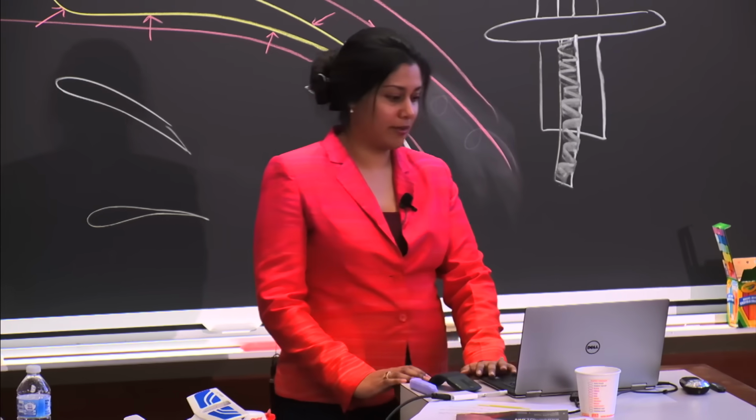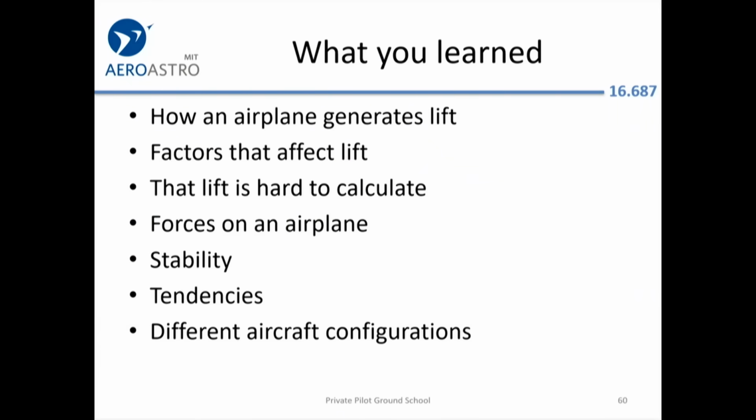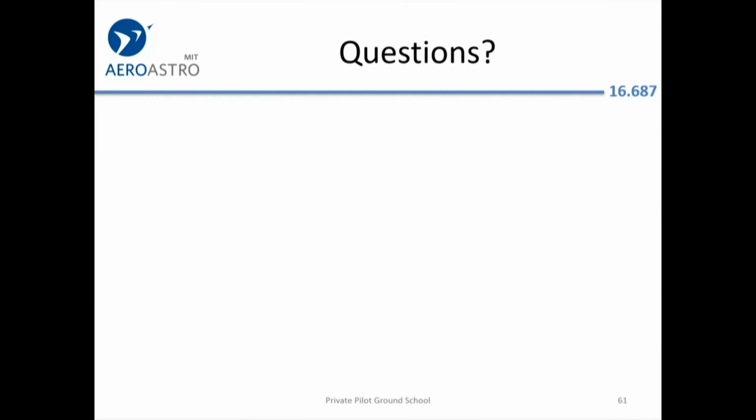For time, we'll just summarize, what did we learn today? So we talked about how an airplane generates lift, and we talked about different factors that affect lift. We also discussed that lift is very hard to calculate, and so we experimentally measure a lot of aspects of it. And we discussed the different forces on an airplane, stability and left turning tendencies, and some of the different aircraft configurations. So are there any questions about that?